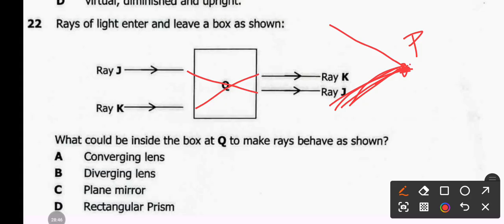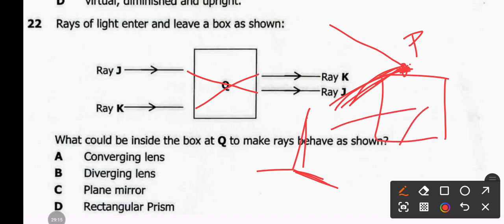Okay. In the same vein, option B says diverging lens. A diverging lens will scatter the light rays like this. And in this case, the light rays are not scattered. Therefore, option B is also incorrect here. Option C says plane mirror. If it were a plane mirror, remember, a mirror would just basically reflect the rays. However, in this case, the light rays enter the medium, so it's not a plane mirror. It must be a rectangular prism.